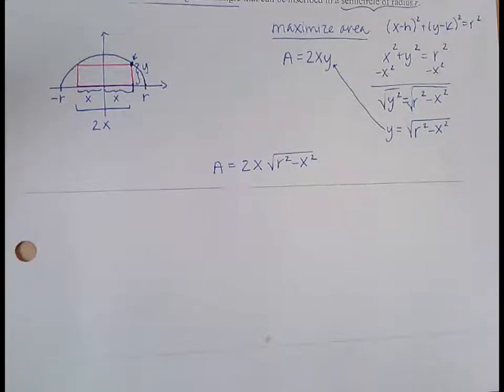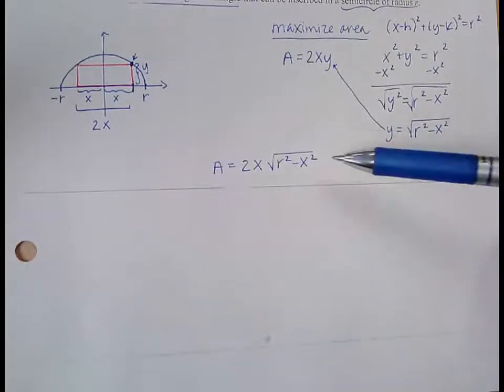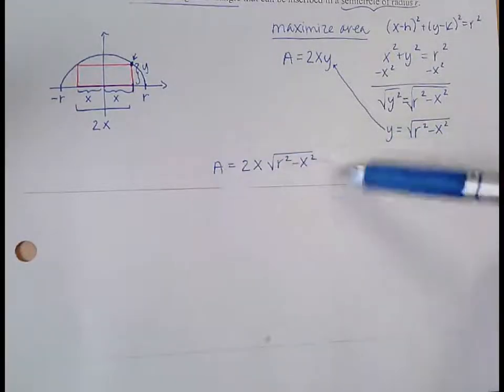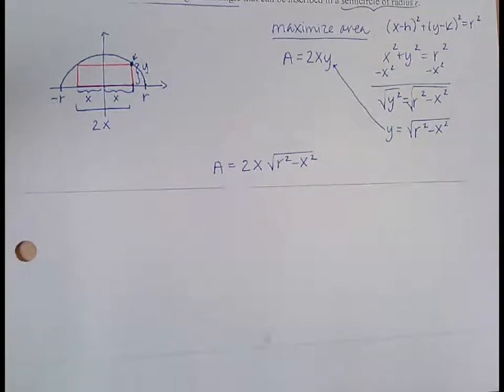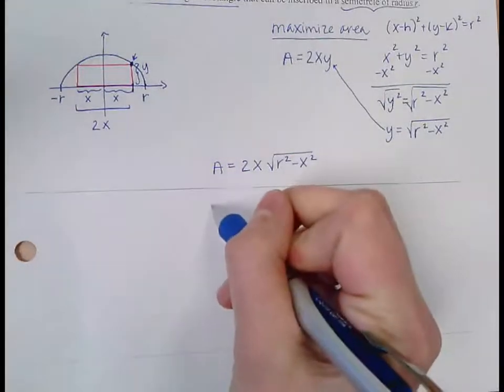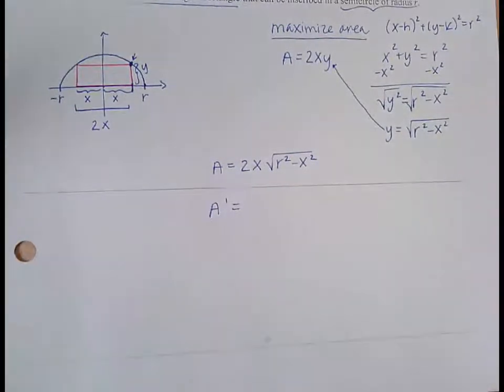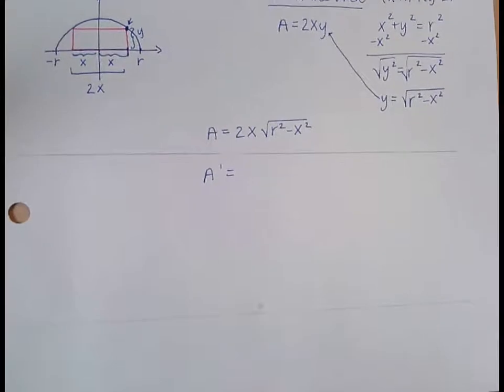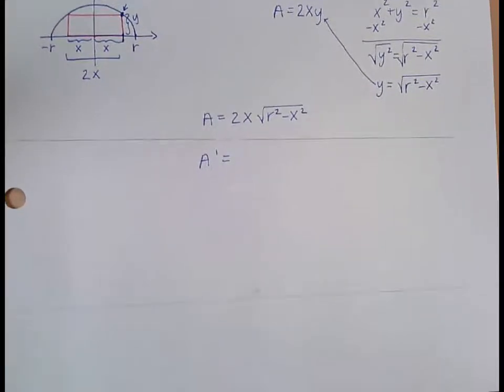Okay, so then if I'm trying to maximize area, I need to find the maximum of this equation. So what do I have to find? Not the limit. Critical values. How do you find critical values? Derivative. So I need A prime. And what do I need to use to find the derivative? Product rule.